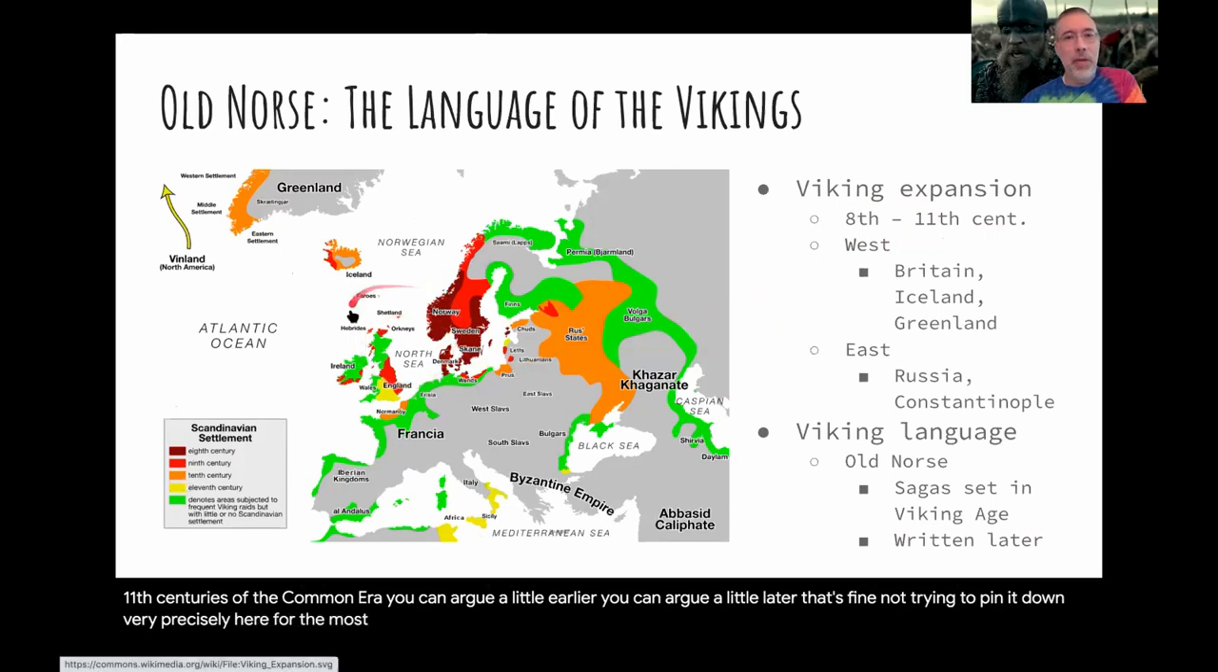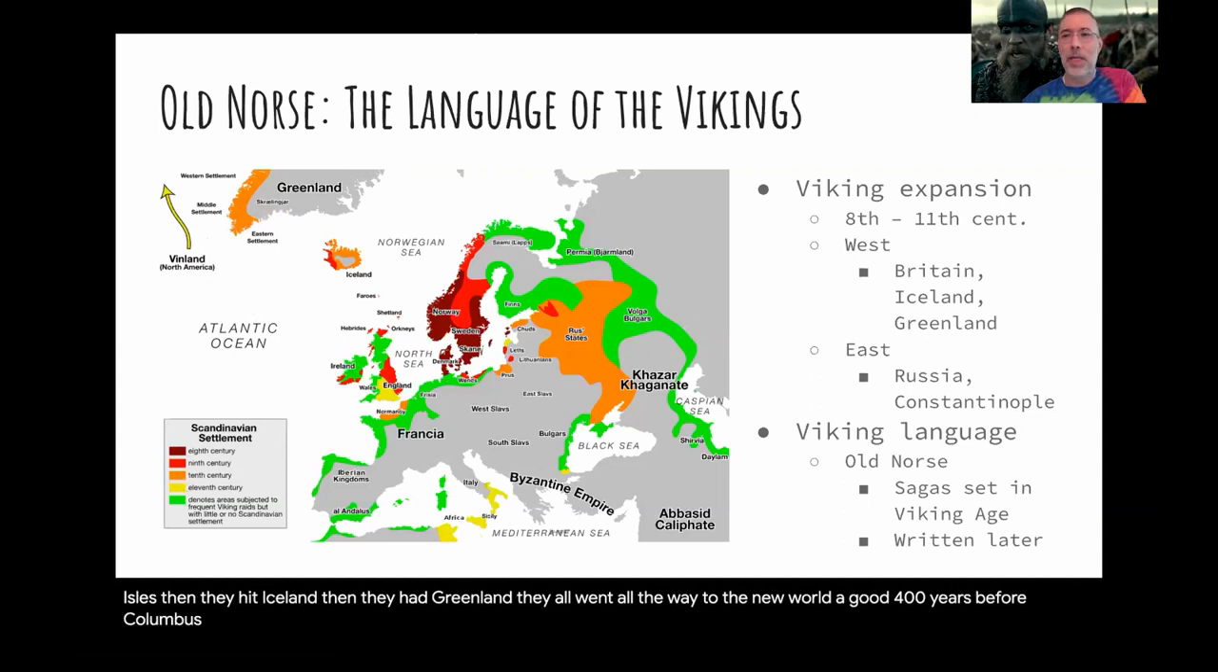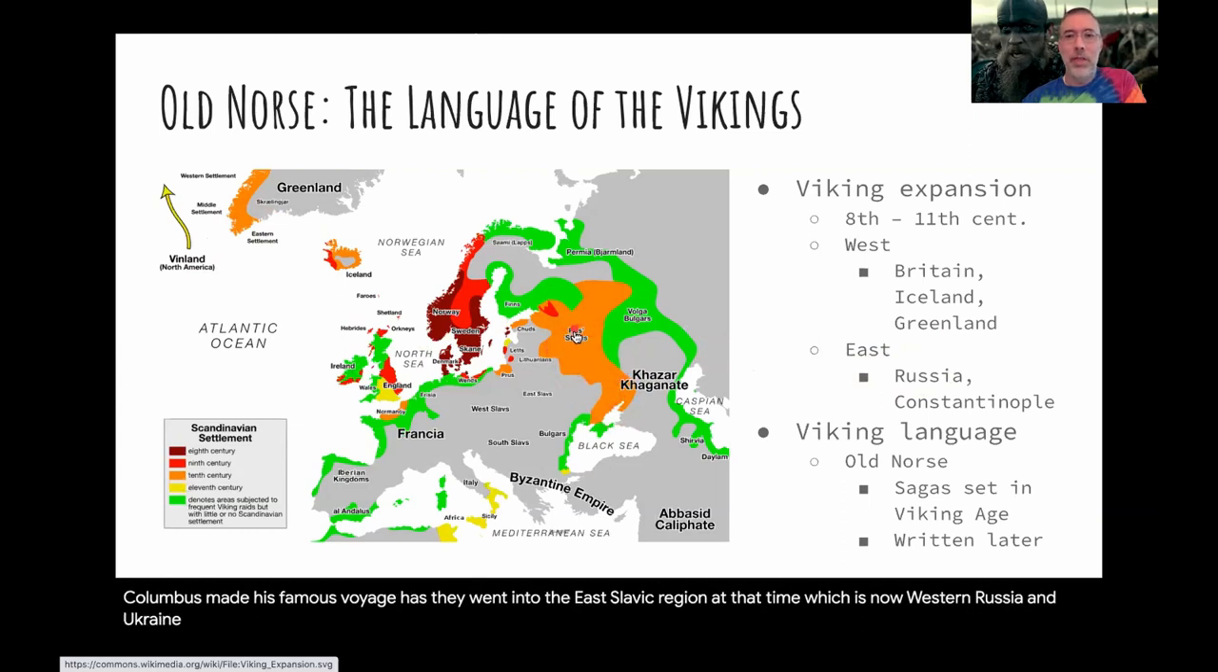For the most part, you had expansion in two directions. One direction was west, where they ran into the British Isles, then they hit Iceland, then they hit Greenland. They went all the way to the New World a good 400 years before Columbus made his famous voyages. They also went to the east. They went into the East Slavic region at that time, which is now Western Russia and Ukraine, the Belarus area.